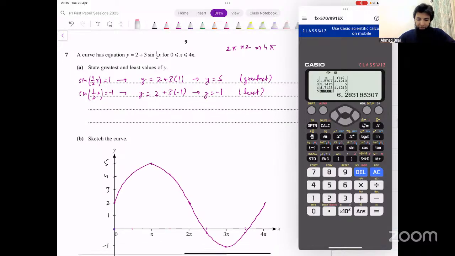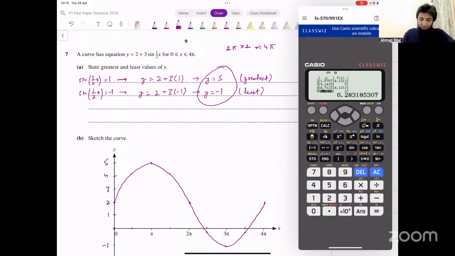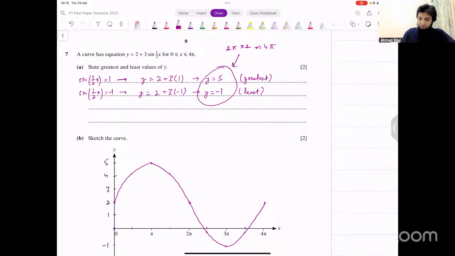Yes, in the first part, there are no marks for any working. In the first part, the 2 marks are only for these values and nothing else.